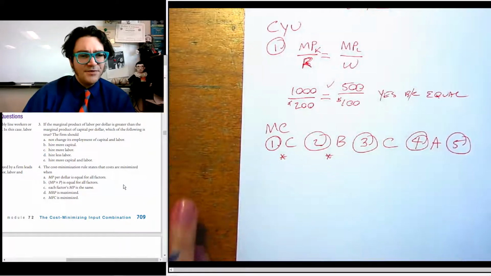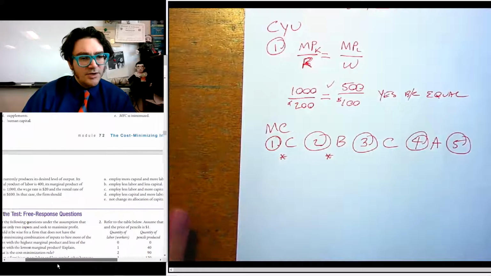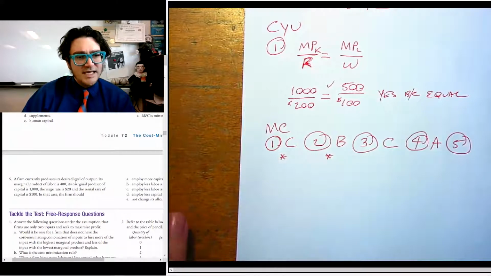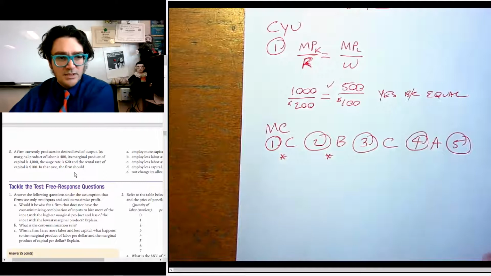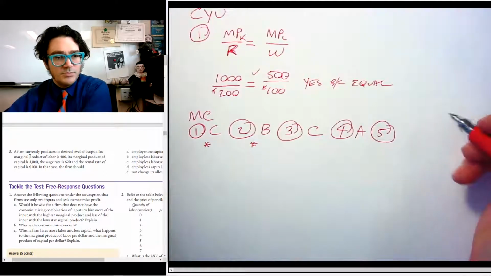Number 5, and we did that kind of in a practice problem too. A firm produces its desired level of output. Its marginal product of labor is 400. Marginal product of capital is 1,000. Wage is 20. Capital is 100. So we just put some numbers.